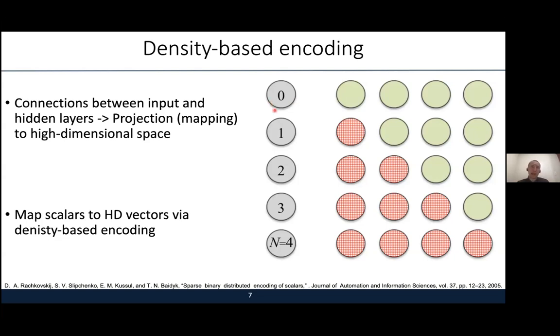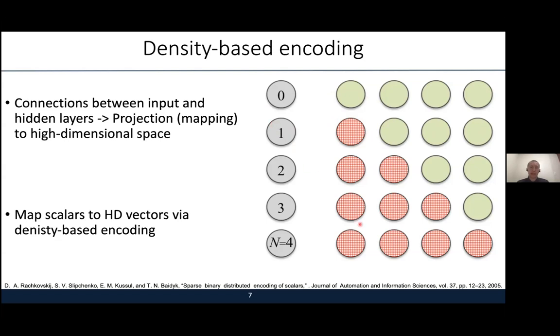And as the name suggests, in density-based encoding the density of active elements in the vector indicates the scalar value. Here we have an example. We see that we have in total 4 neurons. When we represent the value 0, all neurons are inactive. We can think of these neurons all being set to 1. Then when we make the representation of the next level, we activate only 1 neuron, and we can think of it as being equal to -1. So the first neuron is -1, the rest are +1.